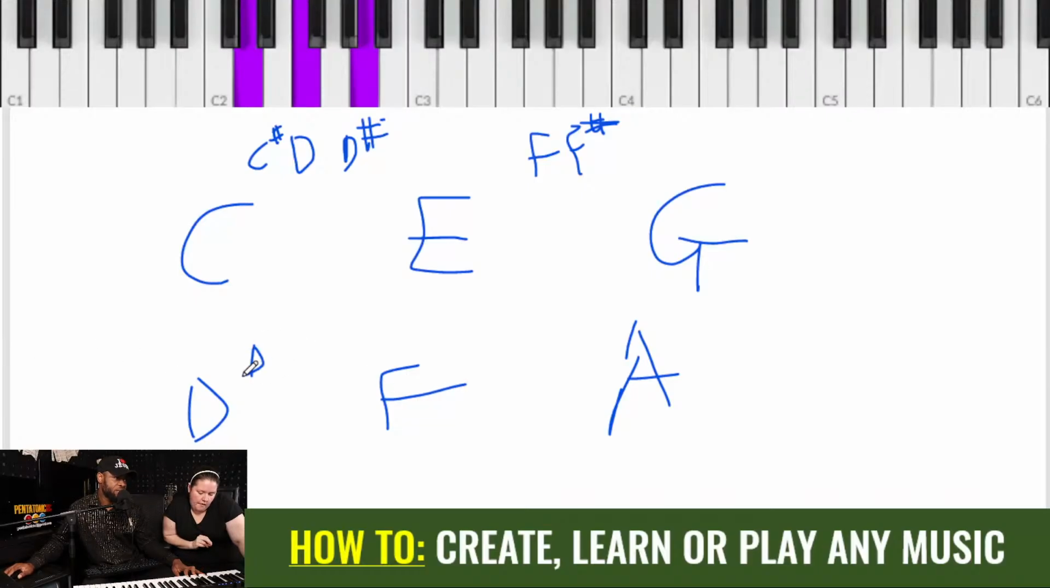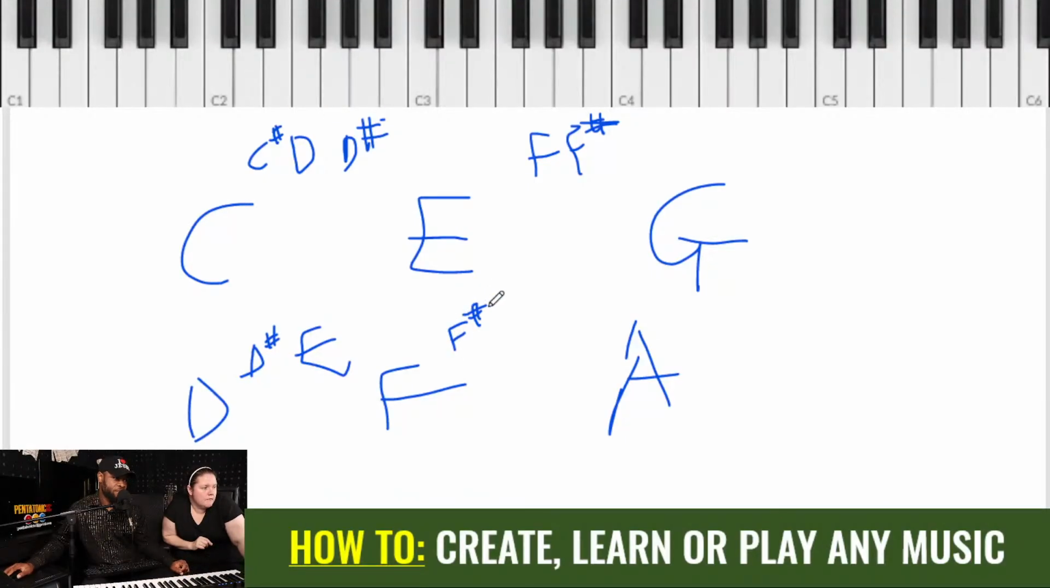2, which is D sharp and E. And the next one, how many notes in between? How many notes in between that? 2. How many notes in between here? Aha. So F sharp, then G, then we have G sharp.